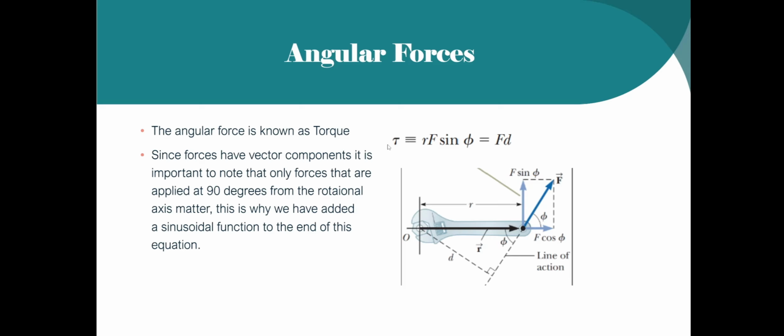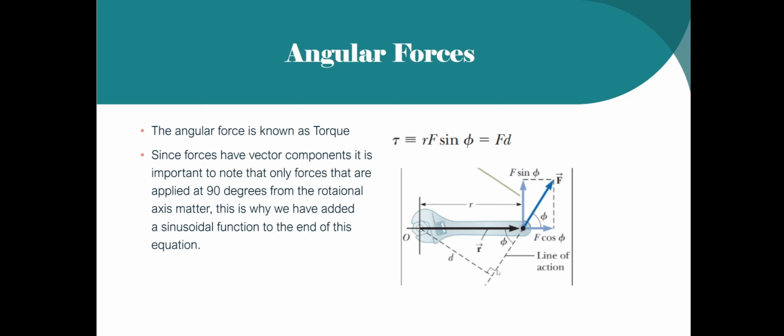Torque is going to be written as this Greek letter tau. It looks like a capital T, but it's a little bit small. But you'll notice it has a hook on the one side. Actually has a little hook on the other side as well. But this Greek letter tau stands for the torque, and it is equal to a radius times force. Okay, so exactly what you would expect, with one caveat on here. Forces have vector components, and it's important to note that only forces applied at 90 degrees from the rotational axis matter to us, okay, on torque.